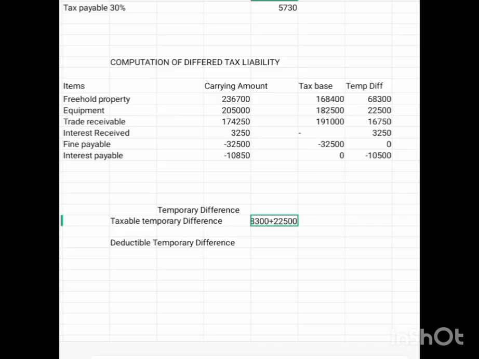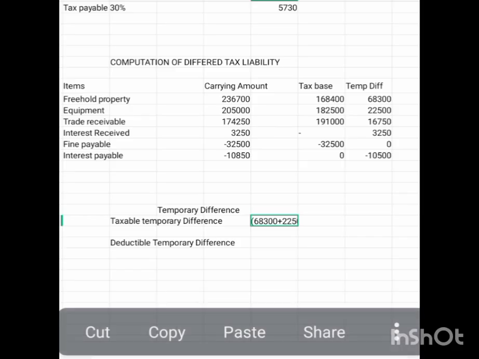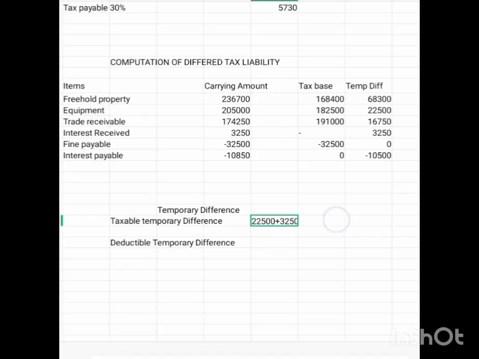Because there is no opening balance, there is no tax base. So we have plus 3,250. We don't have any other taxable temporary difference. So we can actually put it in the bracket like this. Do you get? Then let me add them together and put the figure here. So let me just say equal to.